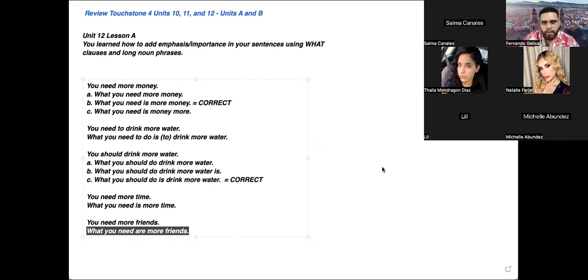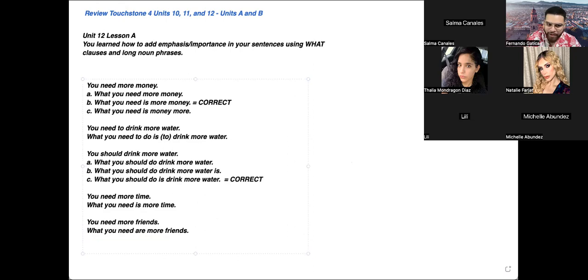Yeah. So in this case, we use are because friends is plural. Let me give you another example with something plural. This time in the past. Necesitabas estudiar. What you needed to do. Two words. What goes there?